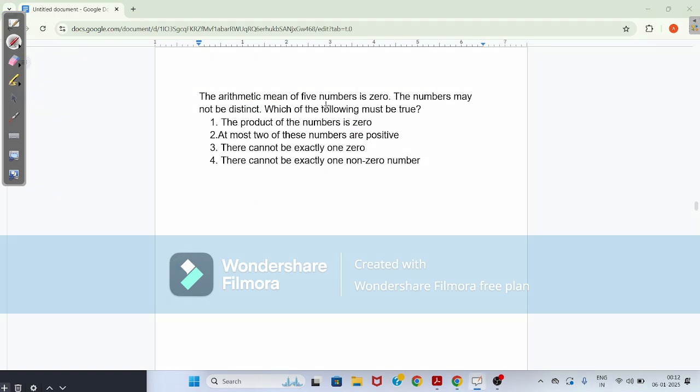Now here, the arithmetic mean of 5 numbers means the sum of observations divided by the number of observations. This is the formula used for arithmetic mean. The numbers may not be distinct; distinct means the numbers are not the same. Which of the following must be true here?